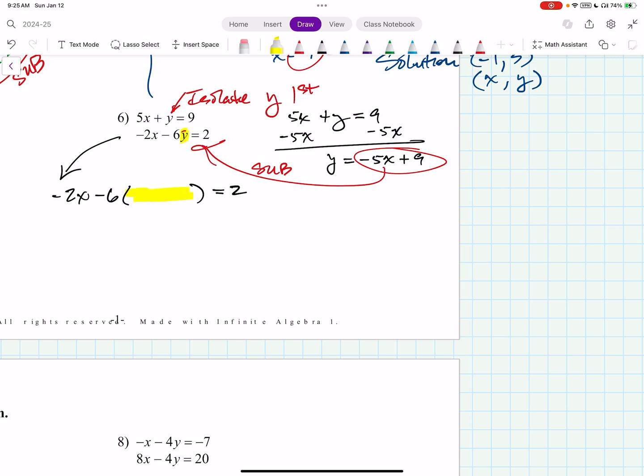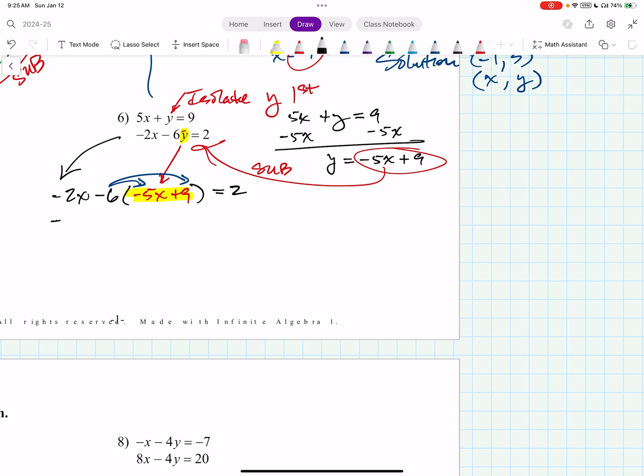So you substitute whatever y is equal to, and in this case, it's negative 5x plus 9, into the other equation. All right, so let's substitute that in, negative 5x plus 9. Now I'll go back to distributing here. So we're going to distribute through the negative 6, and be careful here. We're going to distribute through a negative number, which is going to change the signs.